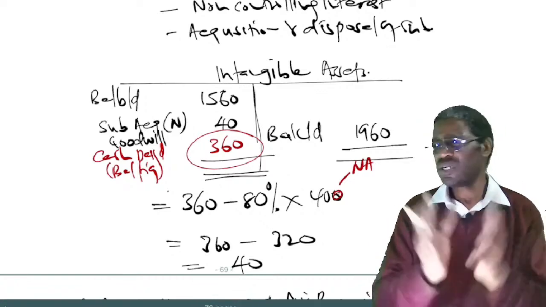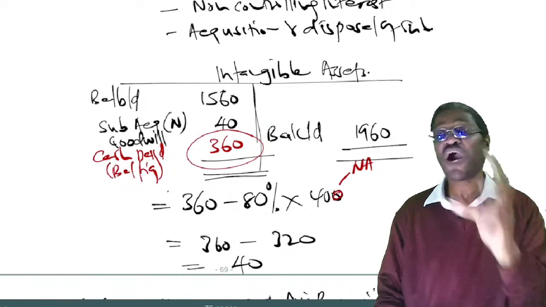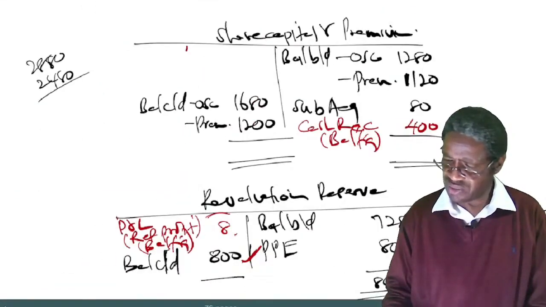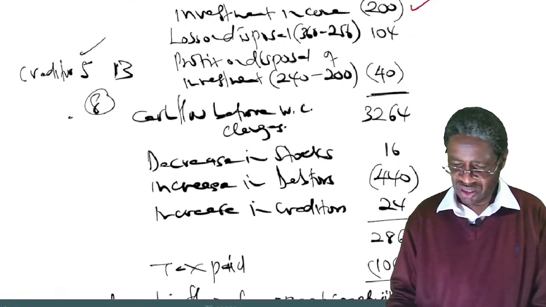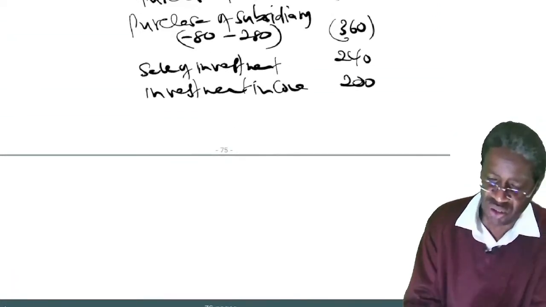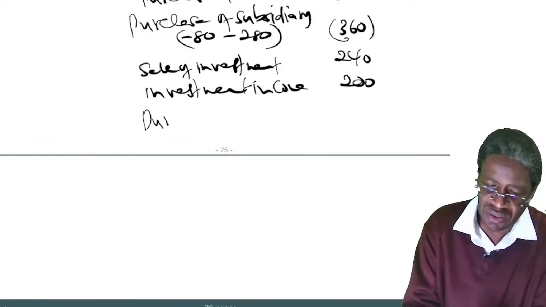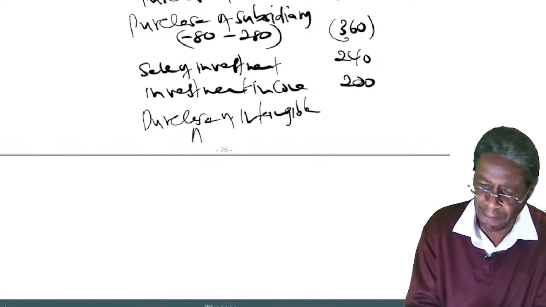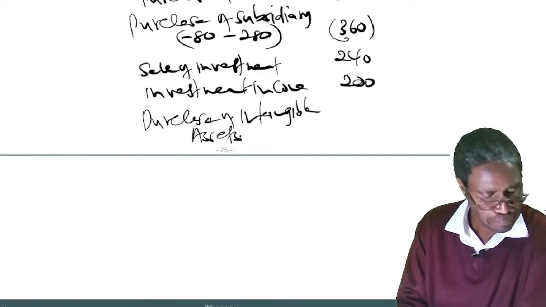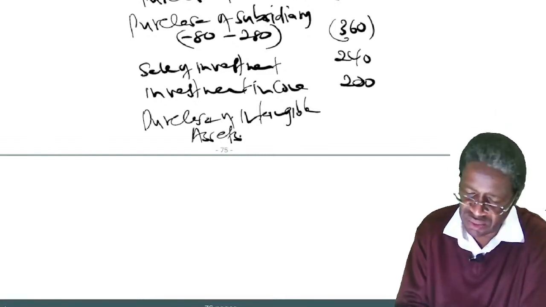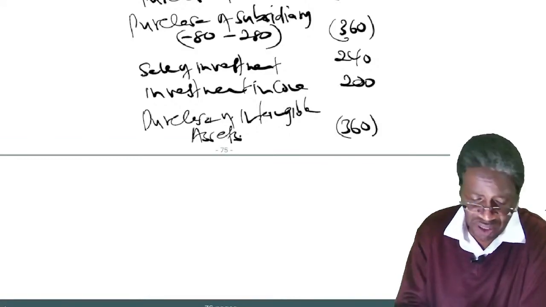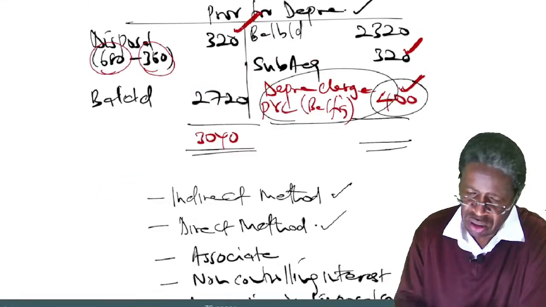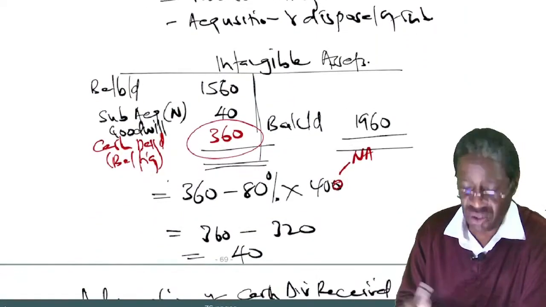I told you this could be patents, copyrights, trademarks, and so on. We acquired some more intangible assets. Good. It's part of investing. Bring it. It's part of fixed assets. That's what I'm trying to say. So come and see your purchase of intangible assets. How much? Purchase of intangible assets, 360. That's an outflow. Let me confirm. I think it was 360. Yes, 360. Good. Thank you.